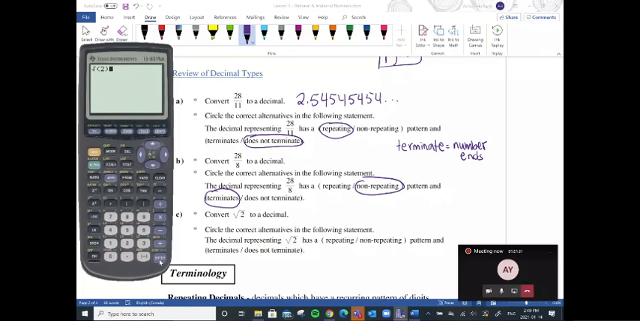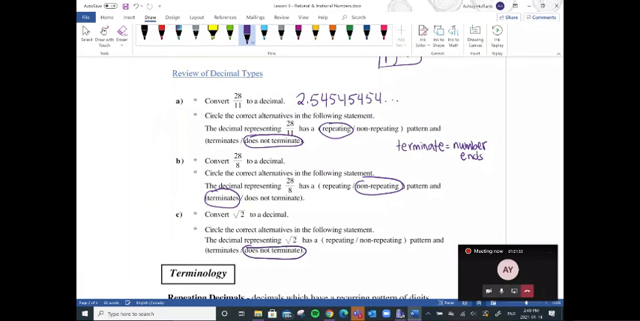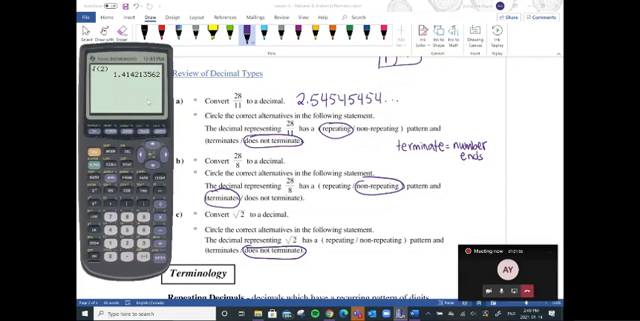All right, square root of 2. So we get 1.414213562. So again, lots of decimal places. I've got 369 again. You can assume that decimal continues forever. Okay, so this is non-terminating, or does not terminate. And if we look at the pattern of the decimal, 4142135562, there's no repeating pattern here at all. Okay, so that is non-repeating.